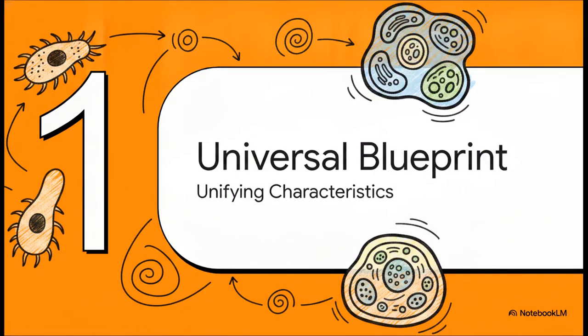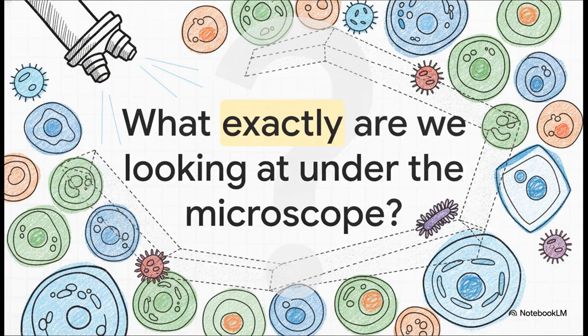All right, Section 1, the universal cellular blueprint and its unifying characteristics. The really fascinating thing about biology is that despite the absolute sheer diversity of life out there, there's a common baseline. Whether an organism is just this solitary unicellular entity fighting for its life in a harsh environment, or a highly specialized cell embedded deep within complex multicellular tissue, they all share a fundamental unifying architecture.